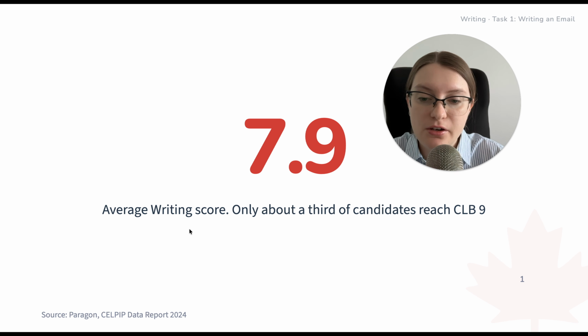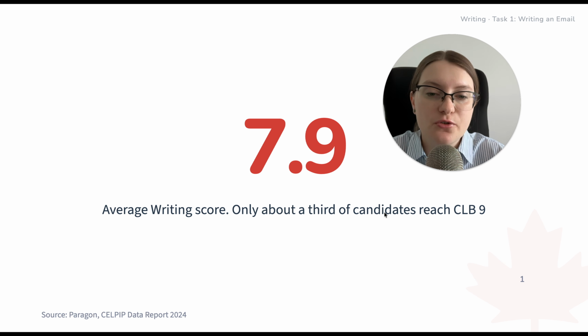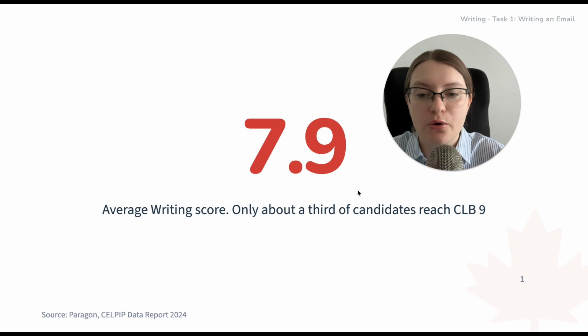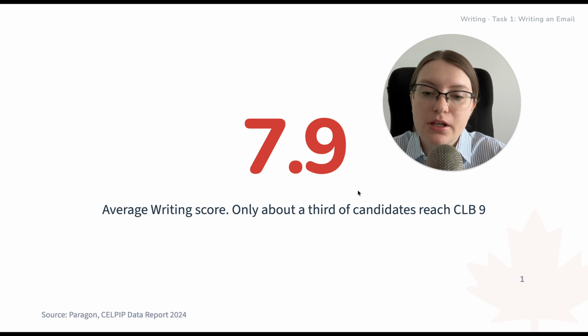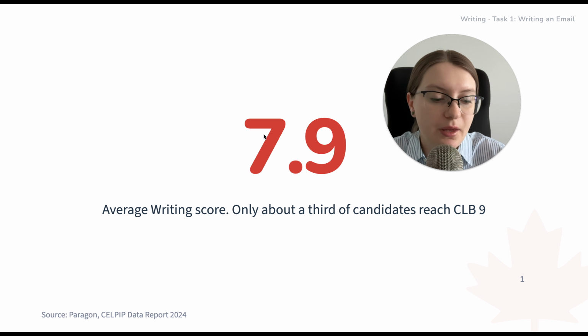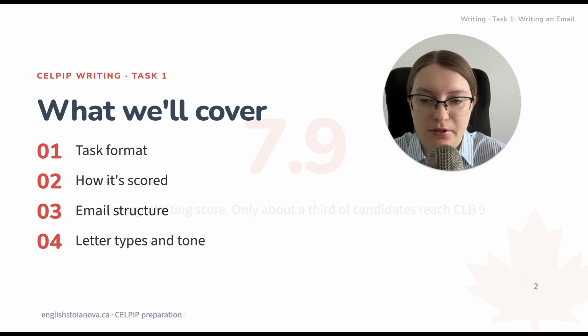As you could see here, only about a third of candidates reach CLB 9, because a lot of students aim for CLB 9, but please remember that it's a very advanced level. So it's achievable, it's doable, and we are going to take a look at how it's going to be possible to do that. But I'd like to point out that 7 to 9 is a very good score. 7 is already upper intermediate, so that's a great score.